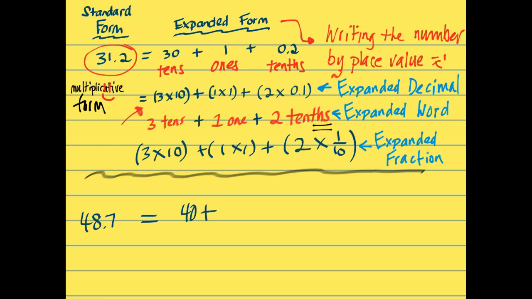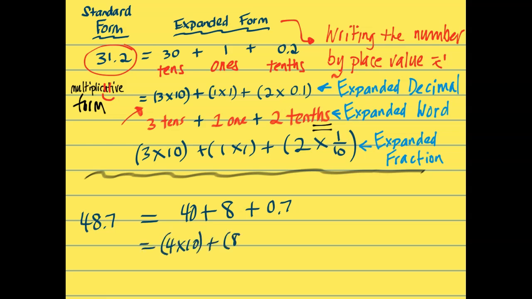Let's look at a second example here. Here's 48 and 7 tenths. So, expanded form. Obviously the 40, I'm convinced you'll get that. And the 8, I know you'll get that too. And I think you'll probably get the 7 tenths too. It's like, okay, Mr. C, I think this is beginning to kind of fall into place. And I'd say, good.